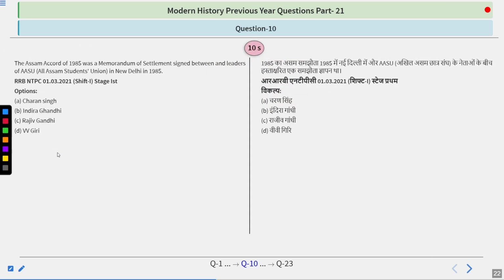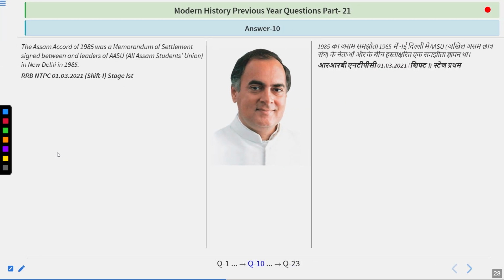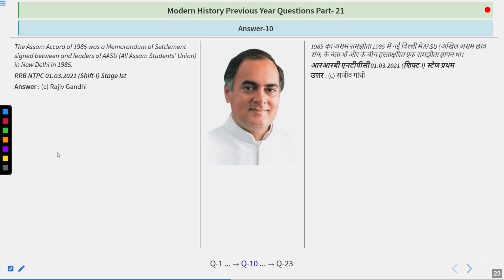The Assam Accord of 1985 was a memorandum of settlement signed between the Government of India and leaders of AASU, the All Assam Students Union, in New Delhi in 1985. Who was the Prime Minister in whose presence it was signed? Options are Charan Singh, Indira Gandhi, Rajiv Gandhi, or VV Giri. Think about it. And I guess the answer you are looking for is quite right because the answer is Rajiv Gandhi.